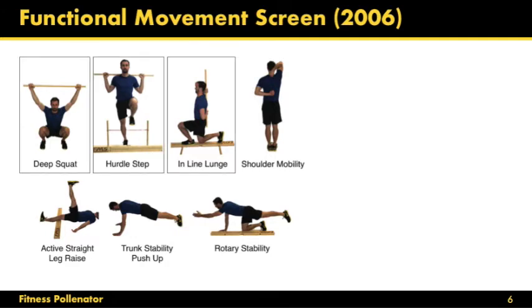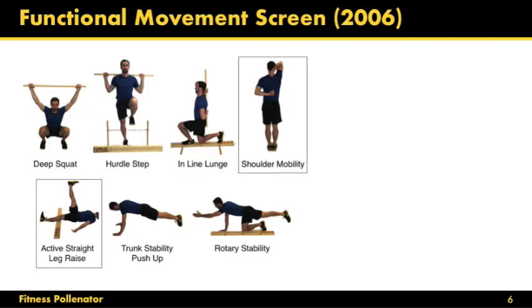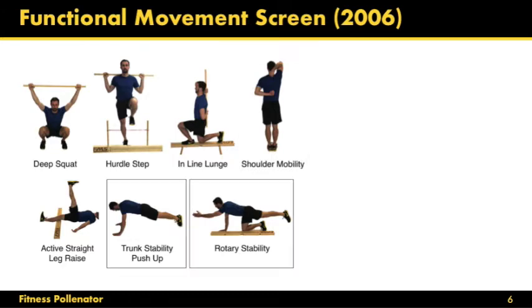There are 3 tests for what they call functional patterning, so that's the deep squat, hurdle step, and inline lunge. 2 tests for mobility, so that's the shoulder mobility and active straight leg raise test, and 2 tests for motor control, or you might also call that stability, and that's the trunk stability push-up and the rotary stability test. Not shown here are 3 accompanying clearing tests that are done purely to see if the person has pain. This is the shoulder impingement test, spinal extension, and spinal flexion tests.